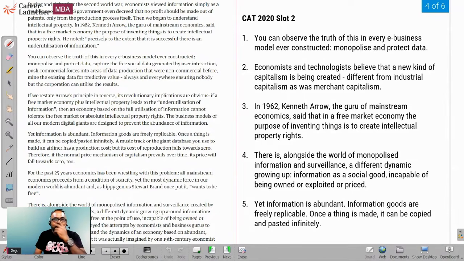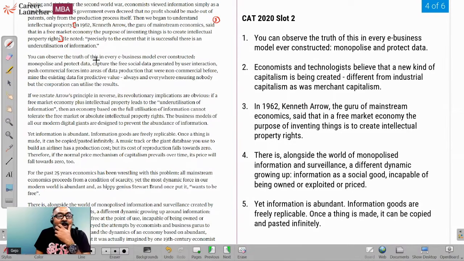Okay, let's start. During the Second World War, economists viewed information simply as a public good. The US government even decreed that no profit should be made out of patents, only the production process itself. Then we began to understand intellectual property. In 1962, that's our sentence number 3, randomly in the middle of that paragraph, Kenneth Arrow, a guru of mainstream economics, said that the free market, intellectual property right.